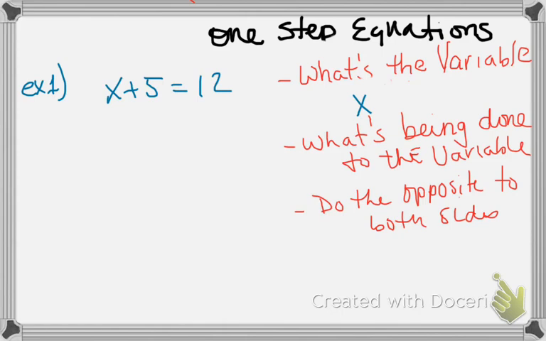Alright, so here we go. What's my variable? It's x. What's being done to x? It's being added by 5. What's the opposite of add 5? We're going to subtract 5 from both sides of the equal sign. We're going to bring the x on down, but I want you to pay close attention to this part here.